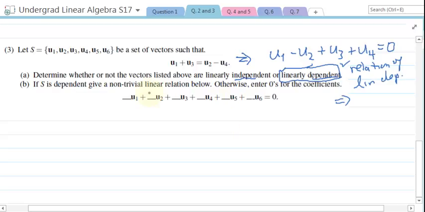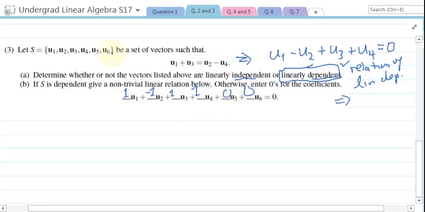Now, what's the non-trivial linear relation? It's right here. 1, minus 1, 0, 1, 1. Now, you can have zeros, that's okay. But this is still a non-trivial relation of linear dependence. Now, some people wanted to say, well, the first 4 are linearly dependent and the last 2 are not. That's not what you say.